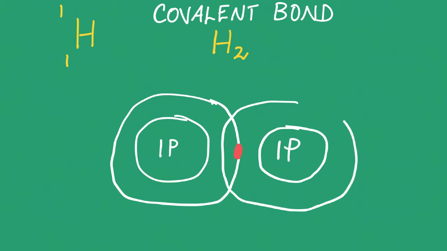So when two hydrogens come very close together and share their electrons, then their outer shells are filled. So hydrogen is a single covalent bond formed by sharing a single pair of electrons. And this is a strong bond. Let's take a look at another example of a covalent bond.